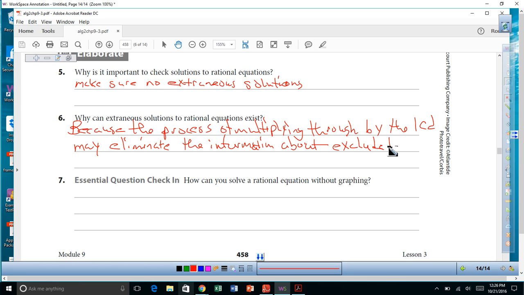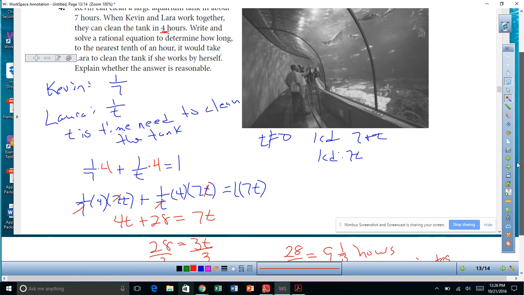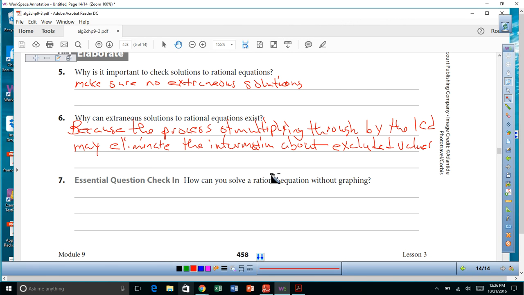And what does that exactly mean? Let's go back here. Look at here. What did we do here? You had a 7 and a t in the denominator. Well, we multiplied through by the least common denominator, and look, there's no longer a denominator. So that wiped clean that it couldn't equal 0. There was no more evidence that t could not equal 0. That's what I'm talking about.